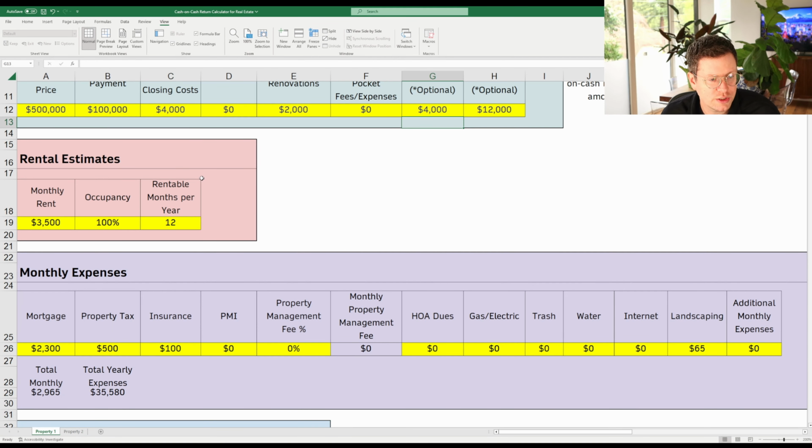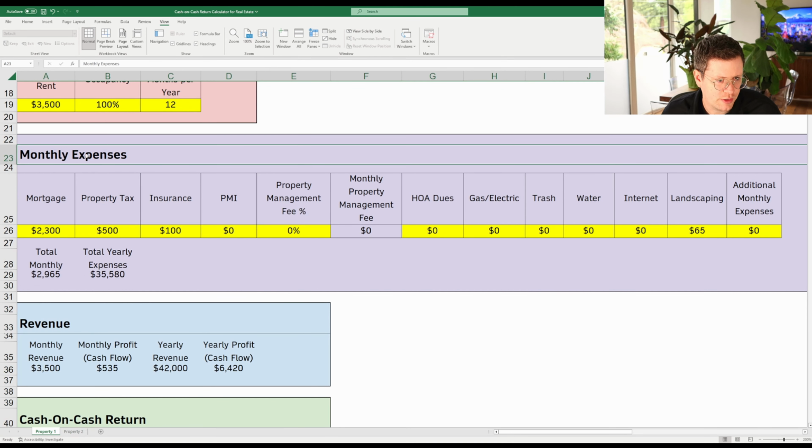So next, we're on to the rental estimate. What's important here for a stable long-term rental that doesn't have a lot of turnover is this monthly rent number. So we're assuming that the occupancy is 100% because you're not going to have much turnover. And we're also assuming that you're going to be renting this 12 months out of the year.